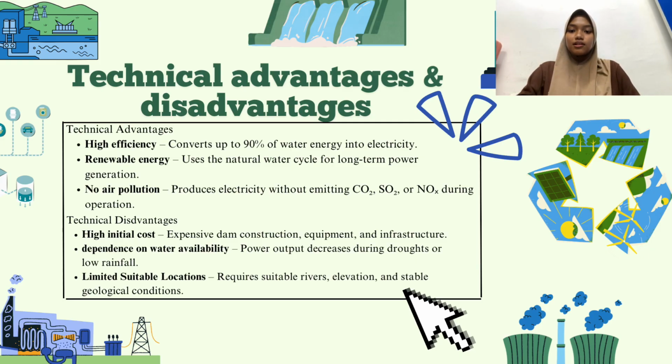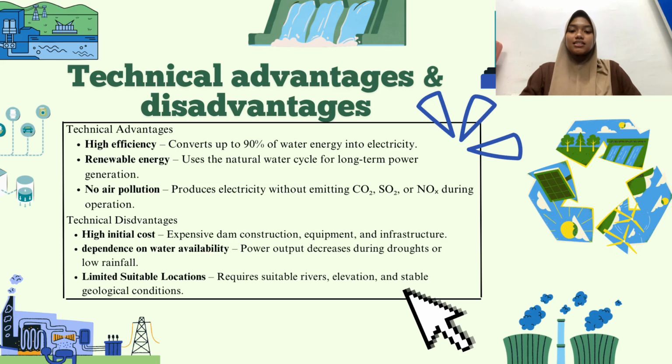Now let's move on to the disadvantages. The first disadvantage is the high initial cost. Building a hydropower plant is expensive because it requires dams, turbines, and other equipment. The second disadvantage is dependence on water availability.